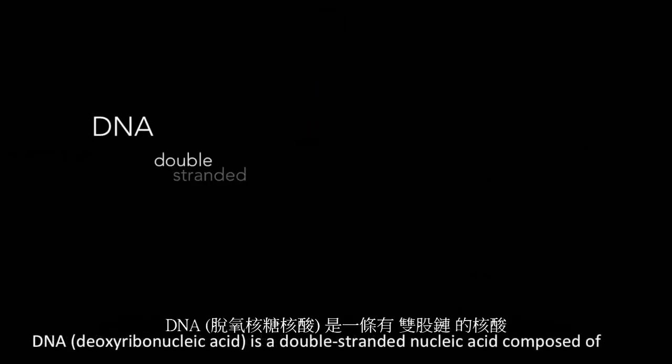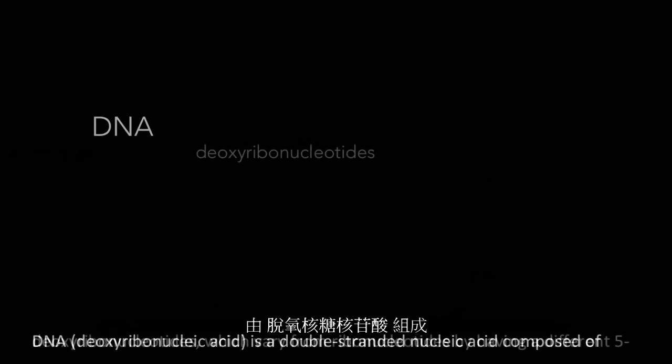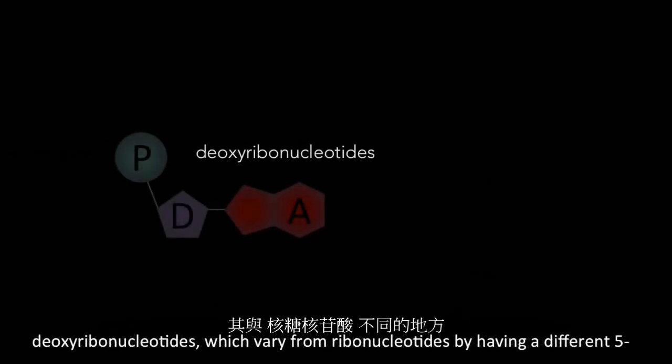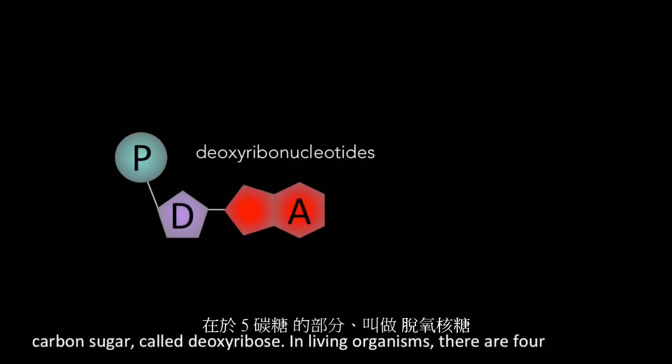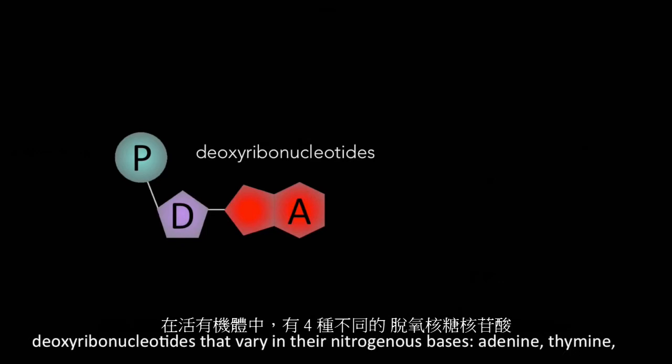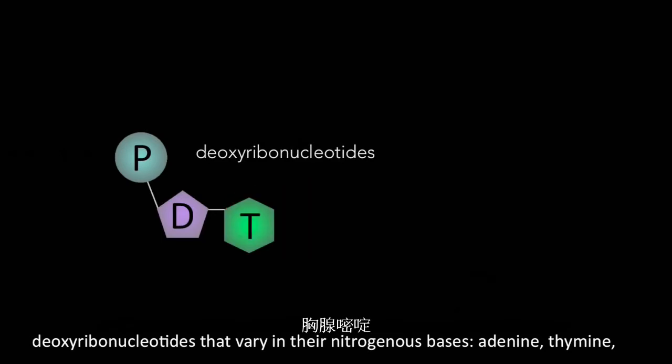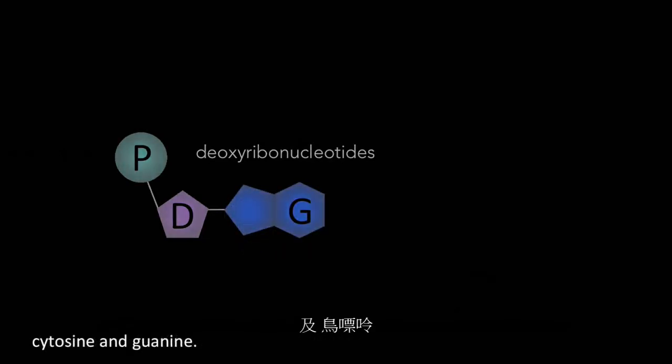DNA is a double-stranded nucleic acid composed of deoxyribonucleotides, which vary from ribonucleotides by having a different 5-carbon sugar called deoxyribose. In living organisms, there are 4 deoxyribonucleotides that vary in their nitrogenous bases: adenine, thymine, cytosine, and guanine.